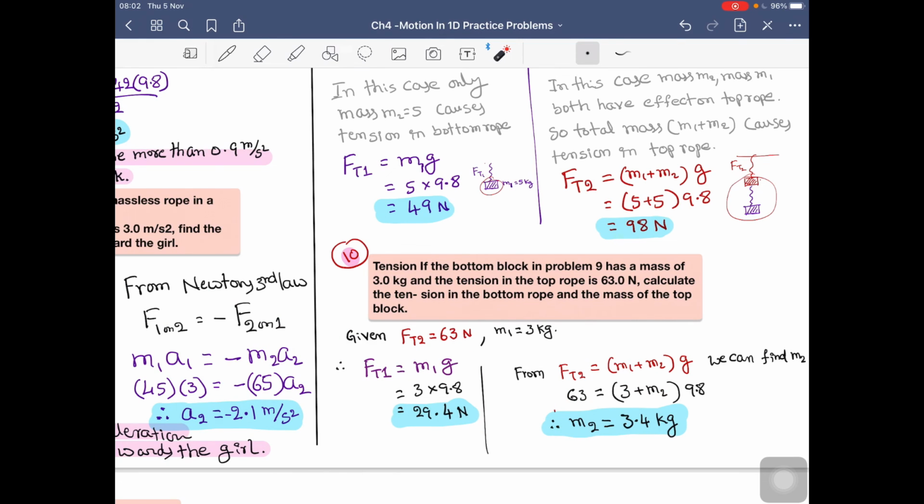In this case, what will be the tension in the bottom rope, and what will be the mass of the top block? Ft1, the tension in the first rope, is equal to the mass hanging on the rope times the g value. So that is the new mass here, 3 kg times 9.8, and you will get 29.4 newtons. Two masses are hanging on the top rope, and we know only one of them, and also we know the tension in the top rope. Therefore the unknown value m2 equals 3.4 kg.